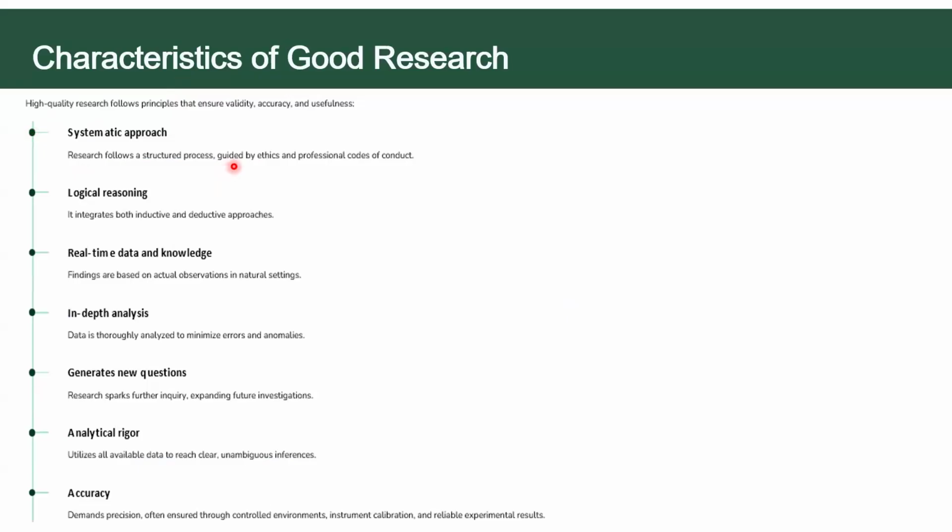You should consider these characteristics while doing research. Number one, there should be a systematic approach guided by ethics and a professional code of conduct. In future lectures you will come to know about research ethics and the different guidelines you have to consider while doing research. So number one is a systematic approach.